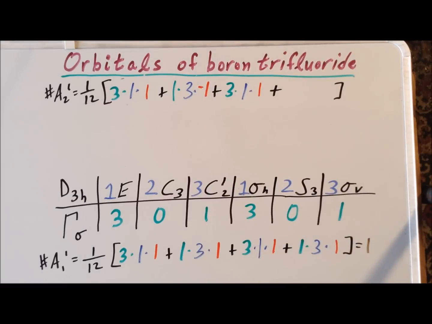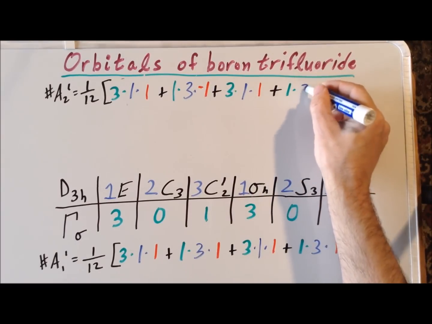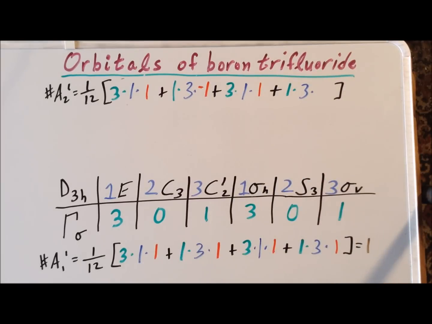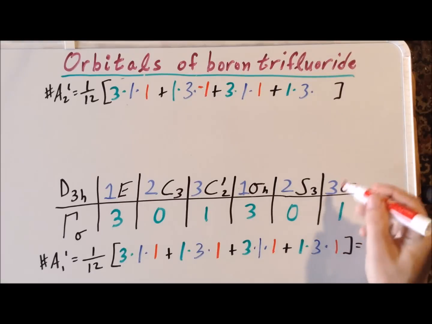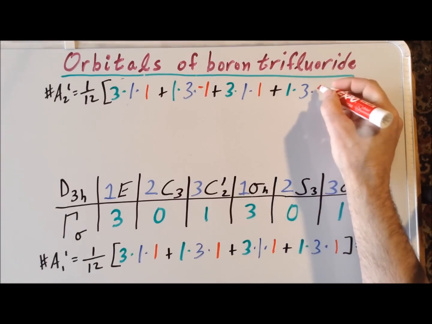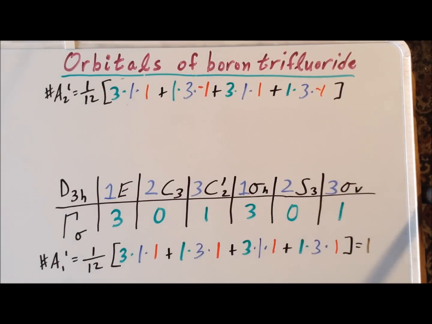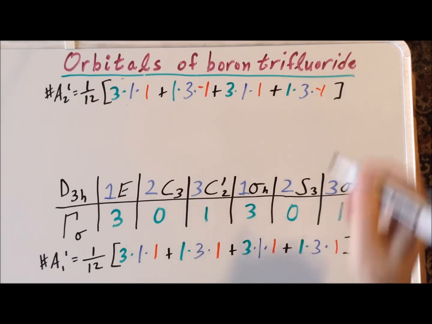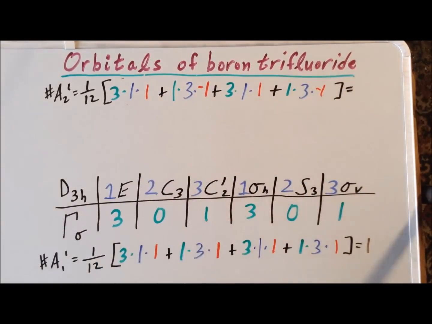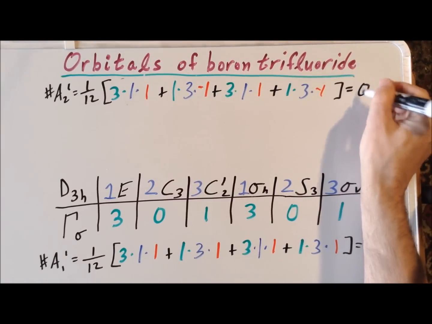And our final term, we have the 1 from the reducible representation. The number of operations in the class is 3, and the character from the character table for this particular class is going to be a -1. When we simplify this expression, we see that the number of A2 primes that is stored in the reducible representation is actually equal to 0.